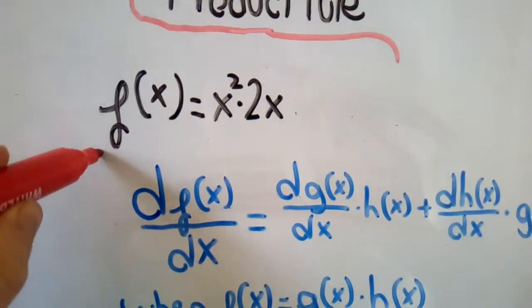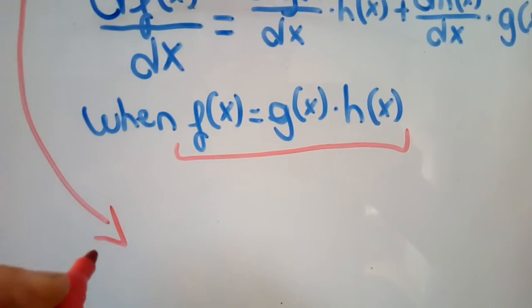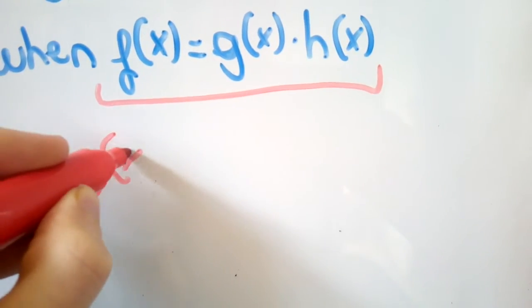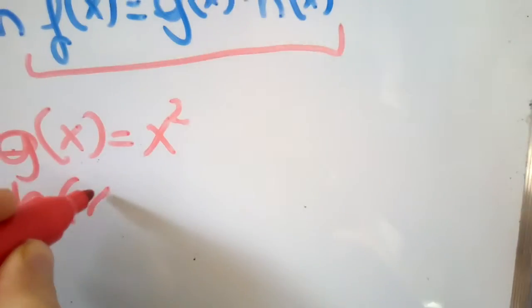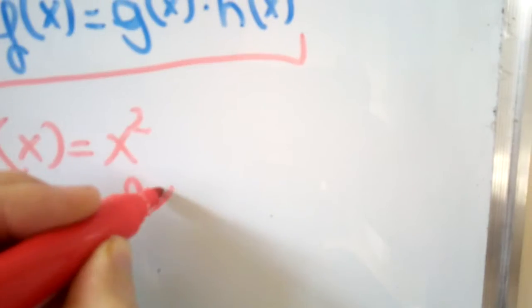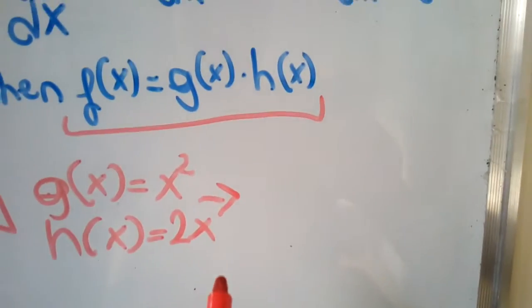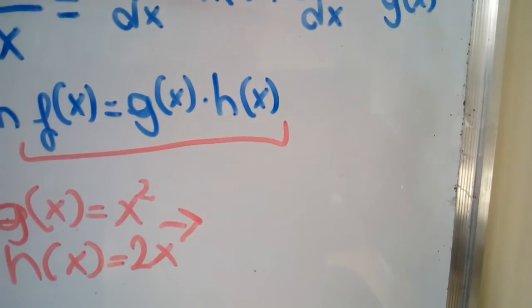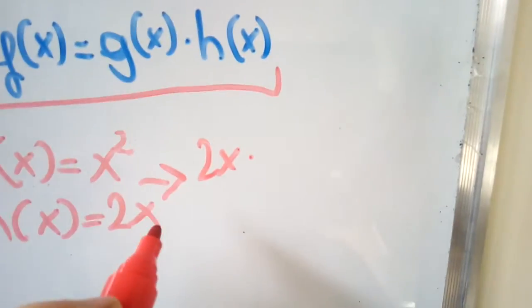So back to our original function. If I just draw an arrow down, what I'm going to do is I'm going to say that g of x is equal to x squared, and h of x is equal to 2x. Now knowing this, what we're going to do is we're going to put this into our product rule. So we do derivative of g of x, which I'm just going to write as 2x, times h of x, which is 2x.